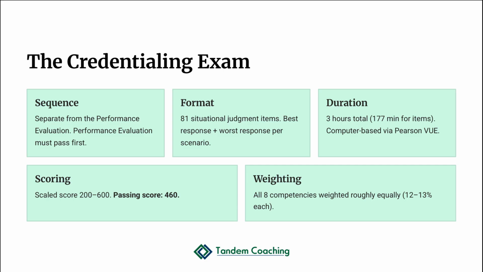Scaled score from 200 to 600. Passing score is 460. All 8 competencies are weighted roughly equally, between 12 and 13% each. C2, coaching mindset, carries the full weight of its evaluation here in the exam, since it is not assessed in the performance evaluation.